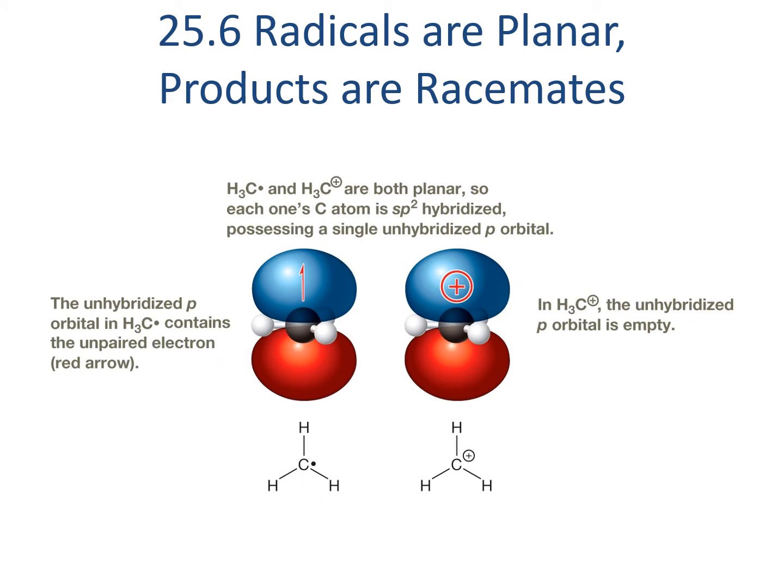Radicals are always planar. The unpaired radical electron sits in a p orbital, which allows all the other paired electrons to have lower energy. This means that radicals will have the same lack of stereo control that we see in reactions involving carbocations. So if any sort of stereo control is needed, radical reactions are not a very good choice.